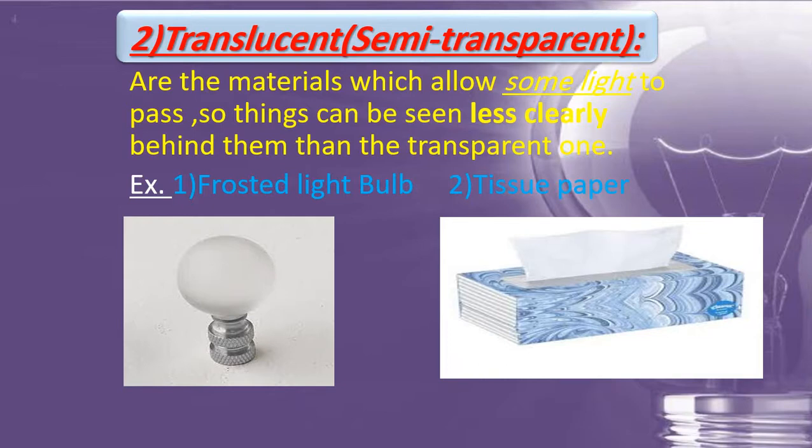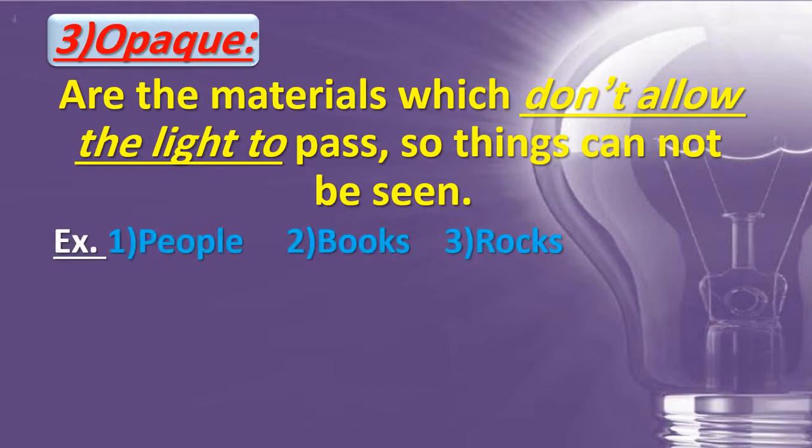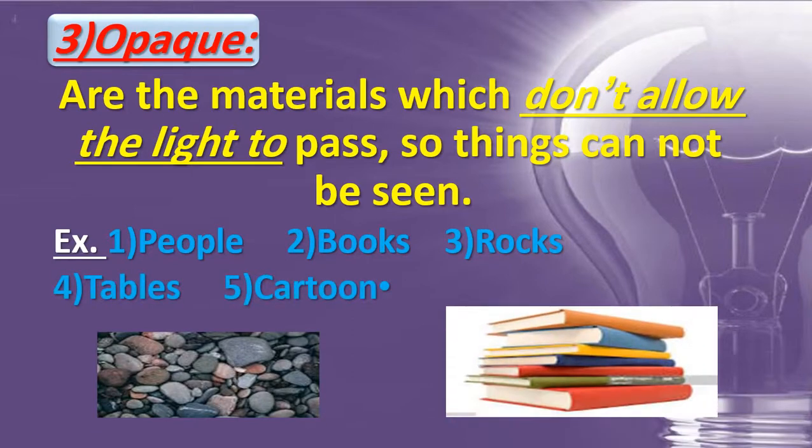What about the third material, which is opaque material? The opaque materials are the materials which don't allow the light to pass through, so things cannot be seen through it, just like people, books, rocks, tables, and cartoons.